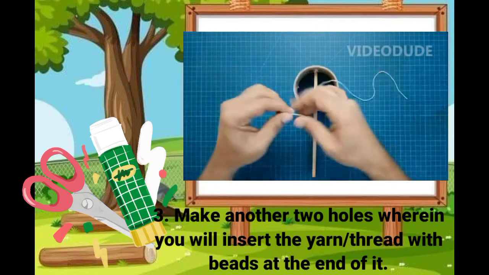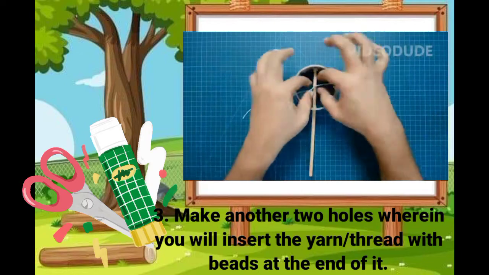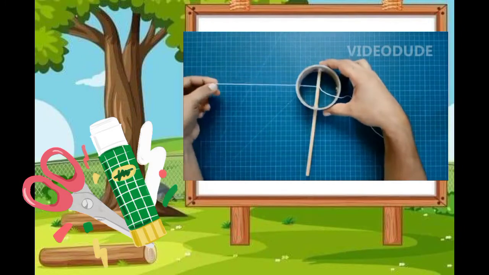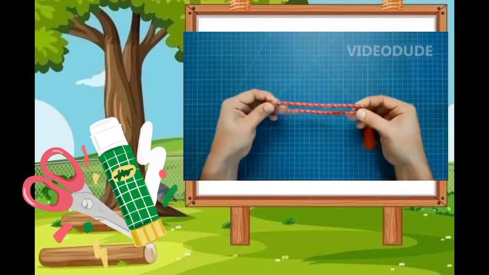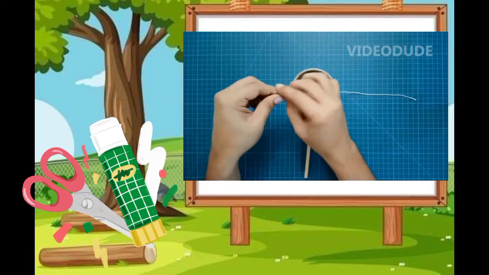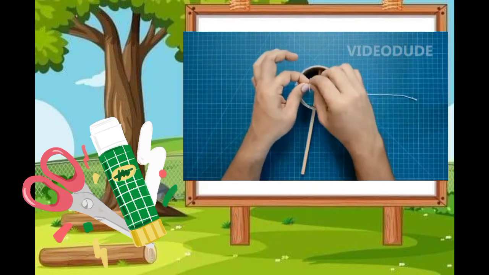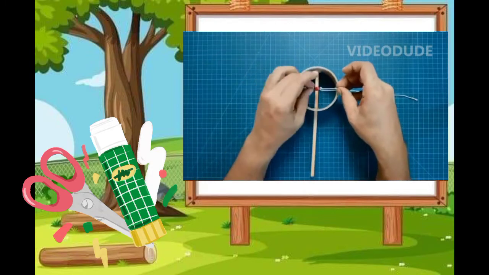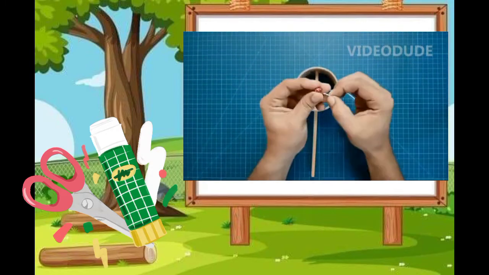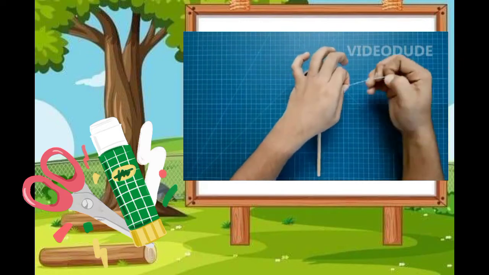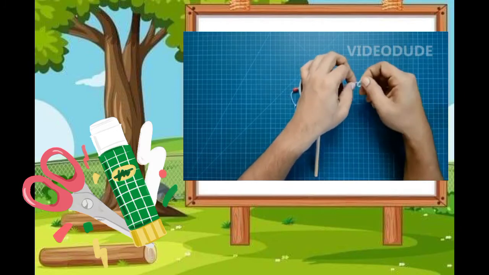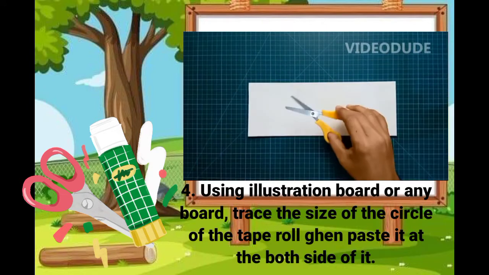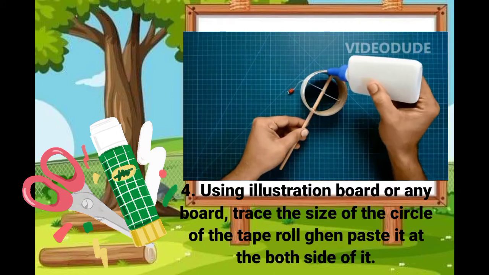Number 3, make another 2 holes wherein you will insert the yarn or thread with beads at the end of it. Number 4, using illustration board or any board at home, trace the size of the circle of the tape roll, then paste it at both sides of it.